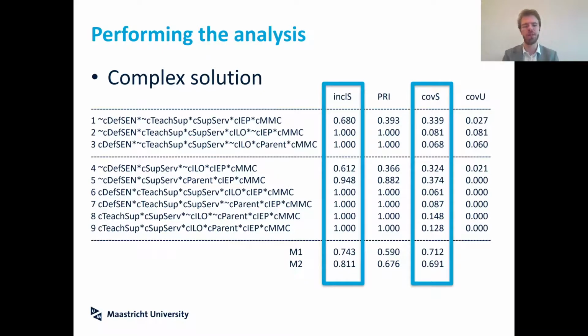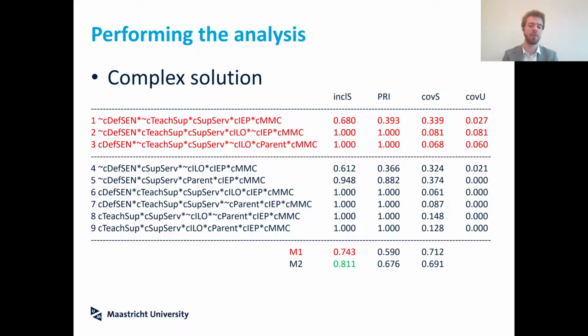More interesting, though, is if you look at the bottom, you see Model 1 and Model 2. Model 1 has an overall consistency of 0.743, and the second model has an overall consistency of 0.811. Remember that we used a consistency threshold of 0.8. So based on this output, we are not going to use the first three lines indicating the first model. We are, however, going to use the second model, except for line number 4, because its individual consistency is lower than 0.8.